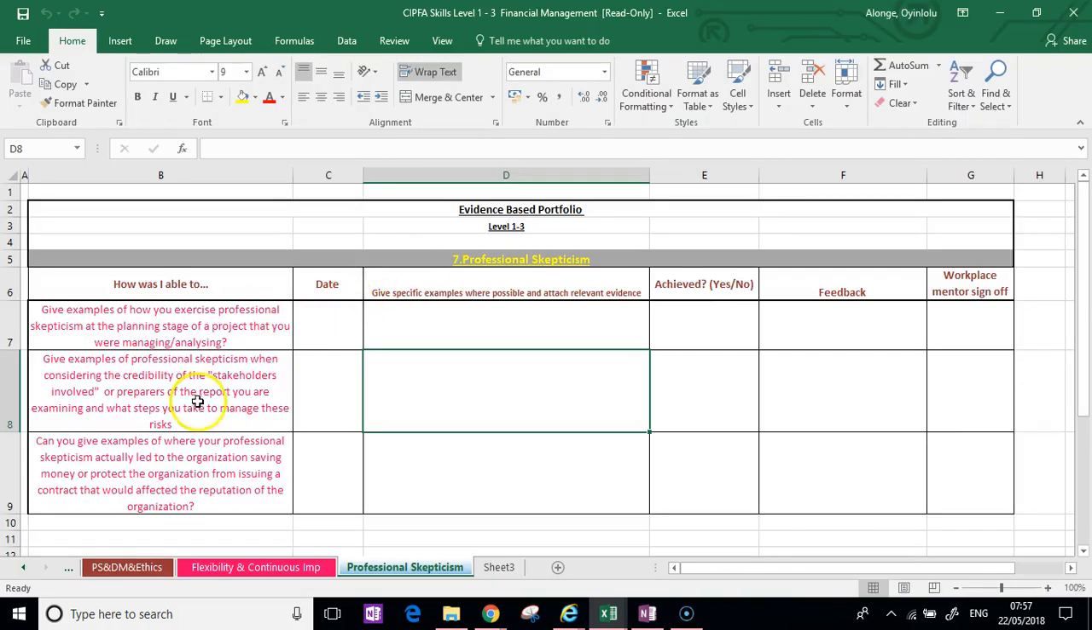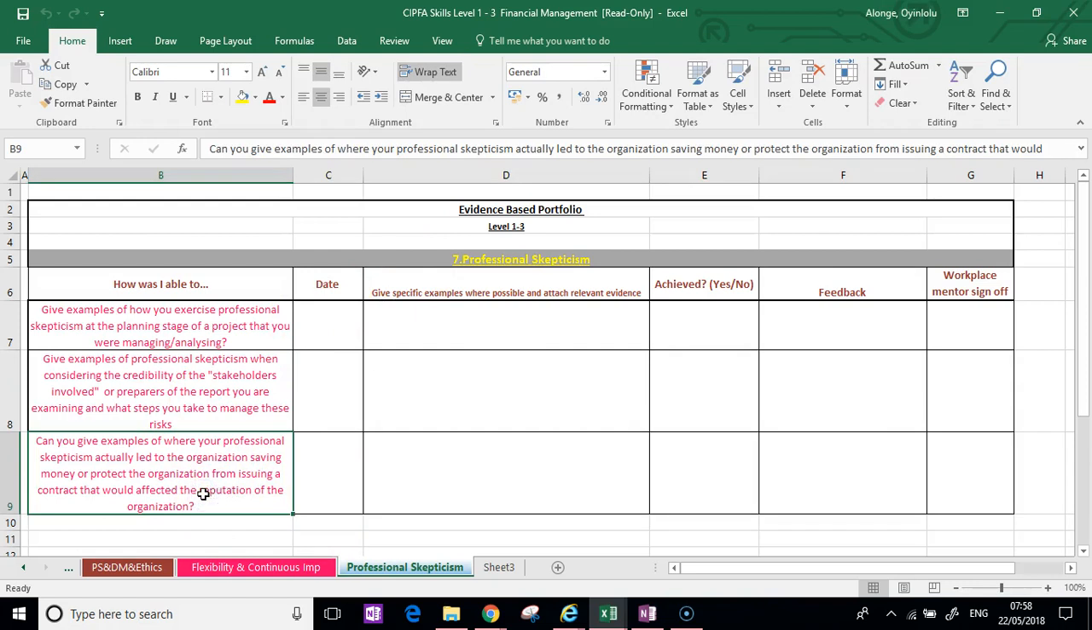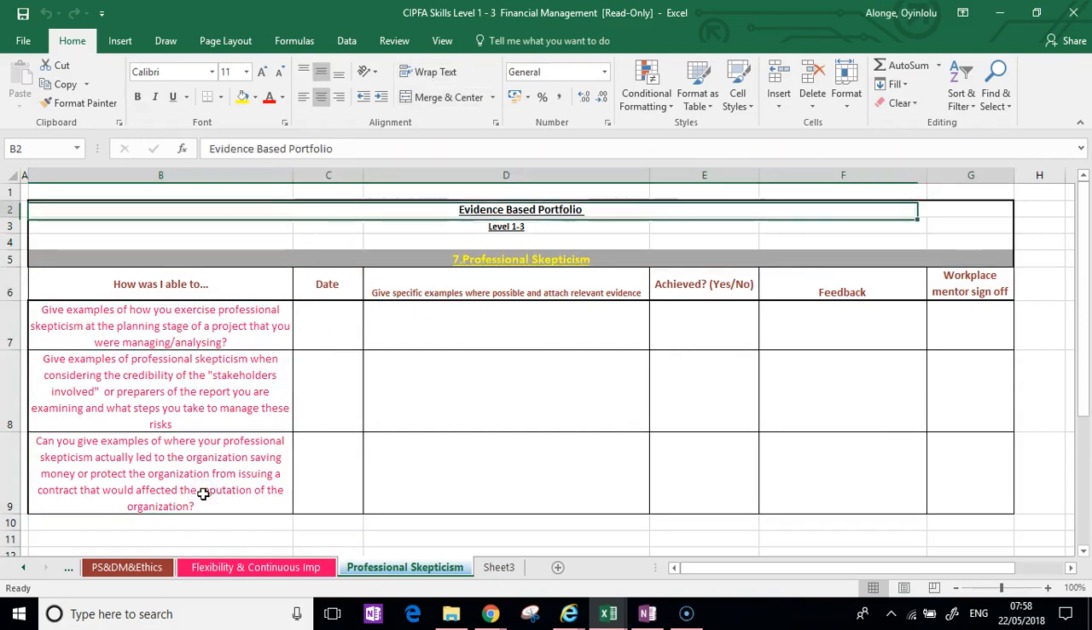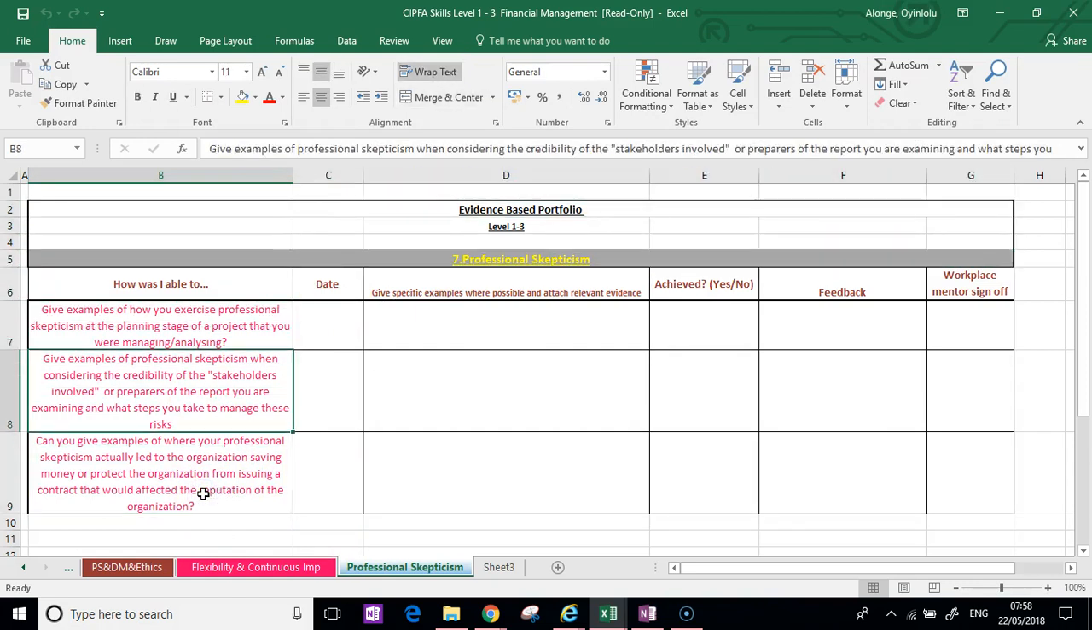So, okay, great. So here we have, again, looking at professional skepticism. I've asked, can you give examples? Let me just go to the top. Give examples of how you exercise professional skepticism at the planning of a project you were managing or analyzing. Give examples of professional skepticism when you're considering the credibility of stakeholders involved. So this is at the higher level at the diploma stage. Okay, so that's kind of where we're going.